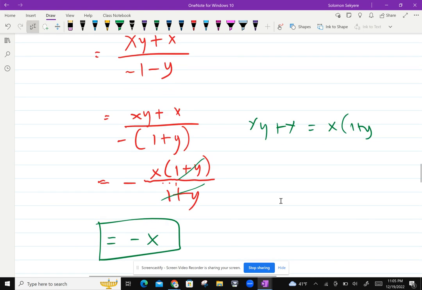So you have negative 1 over 3, which is the same as 1 over negative 3. So the negative, I put it in the middle, and then I factor out my x. I have 1 plus y divided by 1 plus y. Cancels out. My answer is negative x.